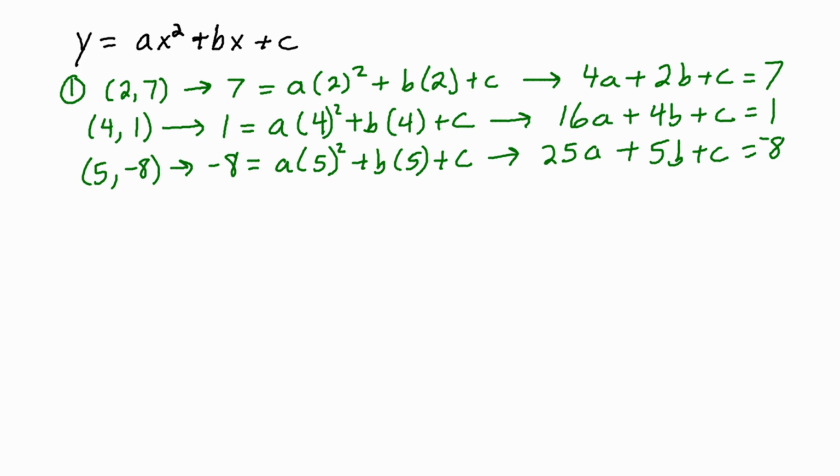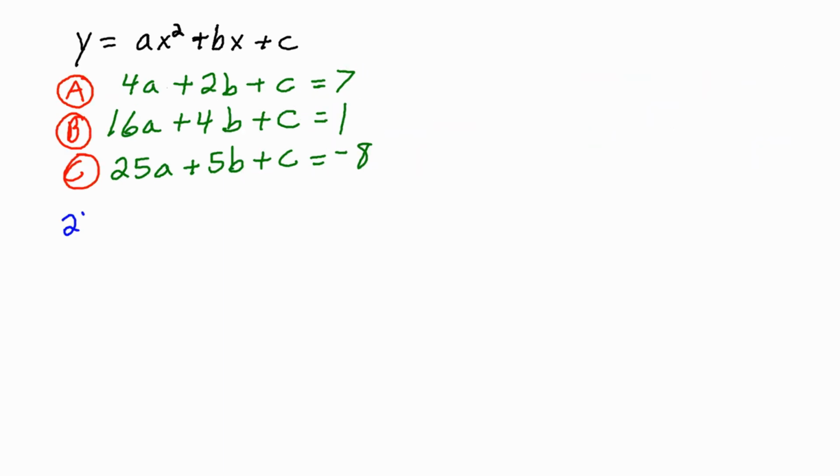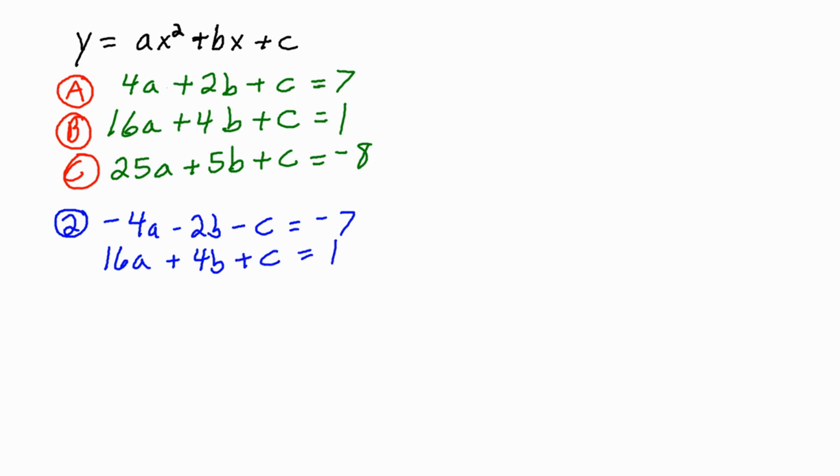Again, it looks like c is going to be the easiest one to eliminate. So for my second step, I'm going to take equation A, multiply it by negative 1, which gives me negative 4a minus 2b minus c equals negative 7. And then because it has the smallest numbers overall, I'm going to add that to B, then add it to C to try to eliminate my variable c. So I'm going to bring down 16a plus 4b plus c equals 1.